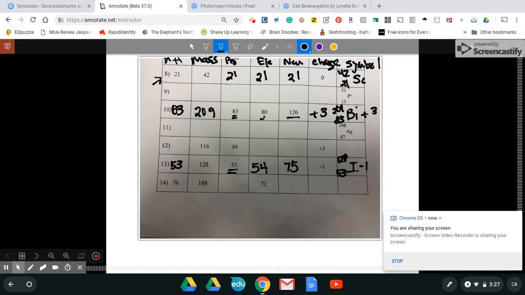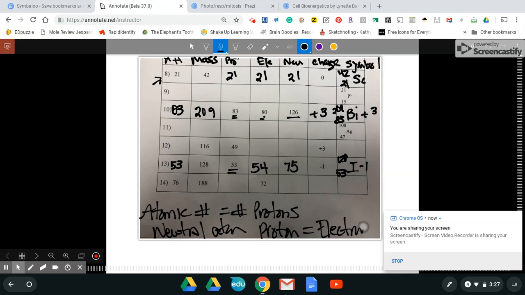So just a reminder, atomic number equals the number of protons. If it's a neutral atom, my protons equal my electrons. Okay, my mass is always protons plus neutrons. If I don't know my neutrons, it equals the mass minus the protons.